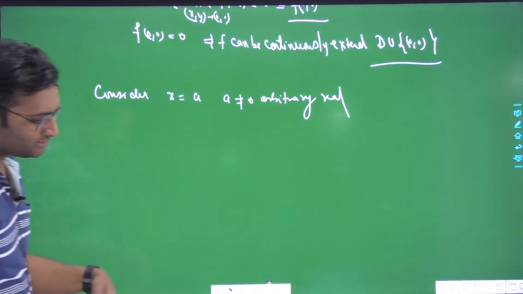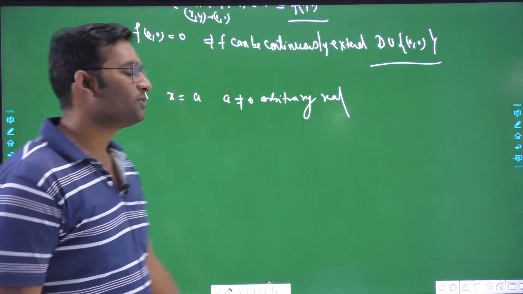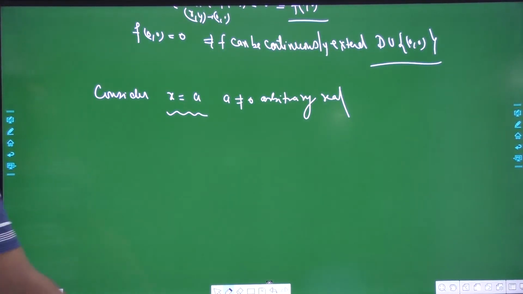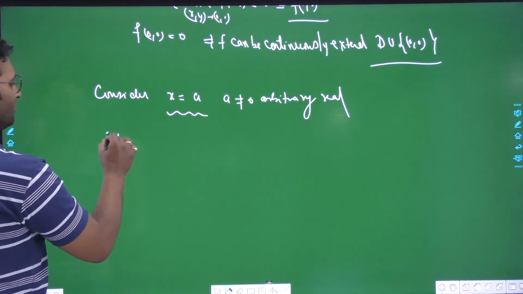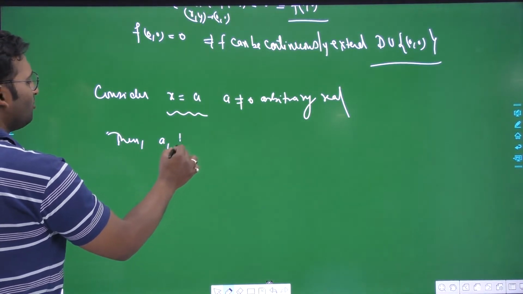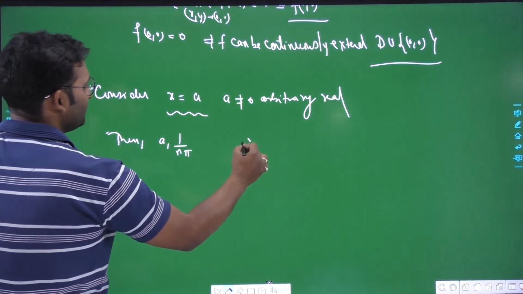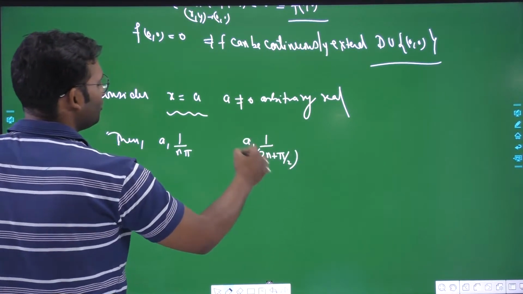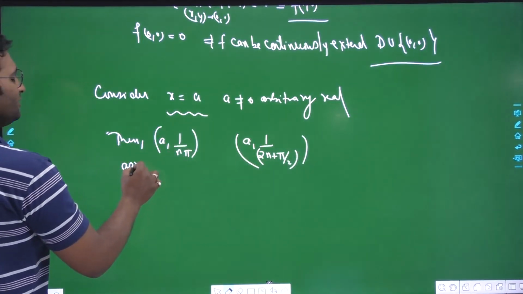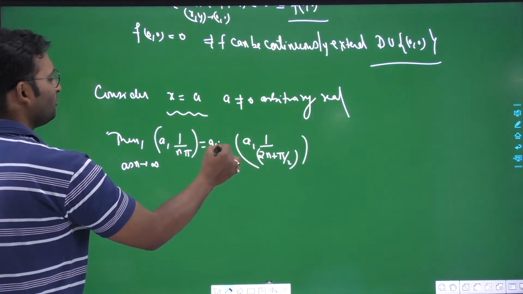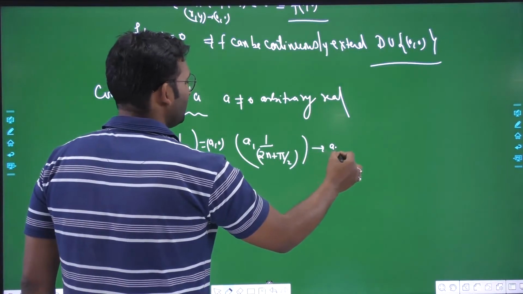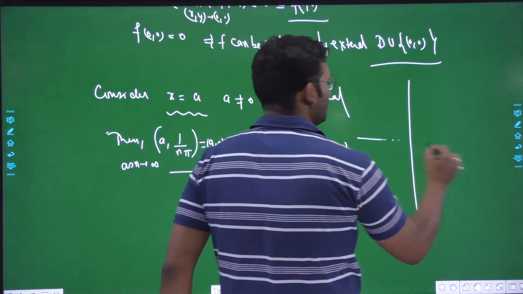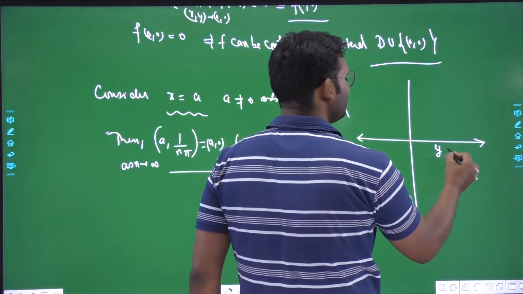If you have certain other things in your mind, then do tell me in your comment section. Okay? So consider x equal to a, where a is a non-zero real number, arbitrarily defined. Then consider (a, 1 over n pi), and consider (a, 1 over (2n plus 1) pi by 2). Clearly, as n tends to infinity, both of these converge towards (a, 0).